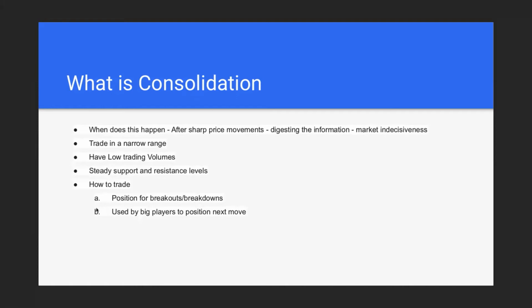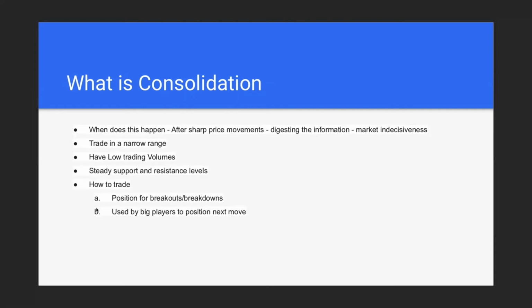It might gap up for 1 or 2 days, and then you'll see it retracing back, and then it will consolidate. It will keep on consolidating. Then after some time it breaks out, okay? Depending upon what they want to do. So this usually happens after sharp price movements. The market is digesting the information and it is not able to make a decision on what it needs to do. That's what they call market indecisiveness.